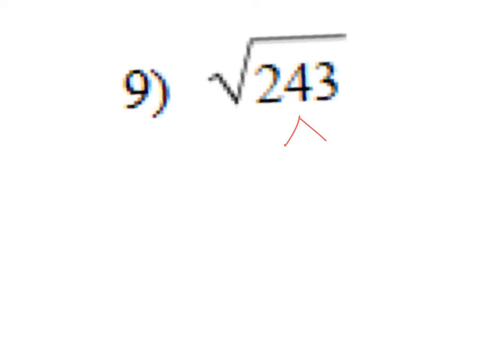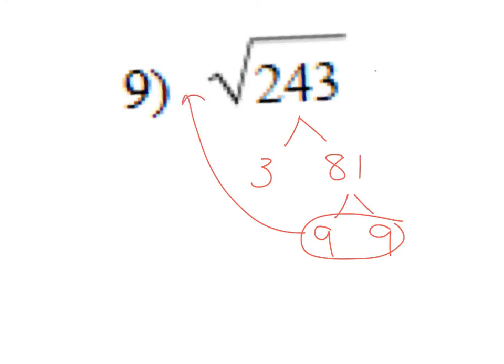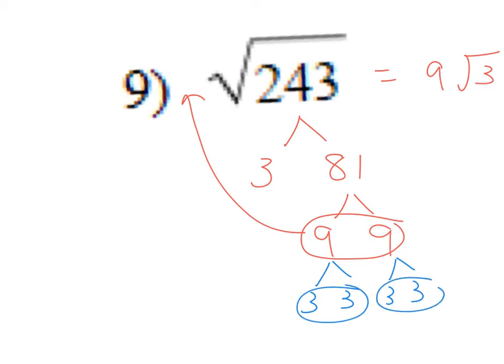I know a 3 will go in there, and I get 81. And then 81 will break to 9 and 9. Now, if you see this right away and pair it up and move it out, that's awesome. So you got a 9 on the outside and a 3 on the inside. However, if you're a person who didn't see that and you went ahead and broke this down to 3 and 3, 3 and 3, that's okay. 3 times 3 is still going to be 9 on the outside. So it doesn't matter which way you do that.